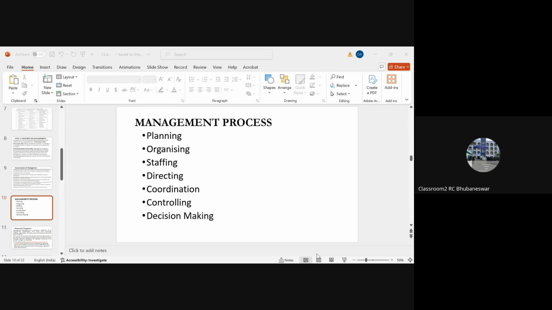Then controlling. Under controlling, we can think about establishing standard of performance, measuring actual performance. First we have to establish the standard of performance. Measuring actual performance. What is the actual performance? What is the actual ability? Comparing actual performance with the standard.